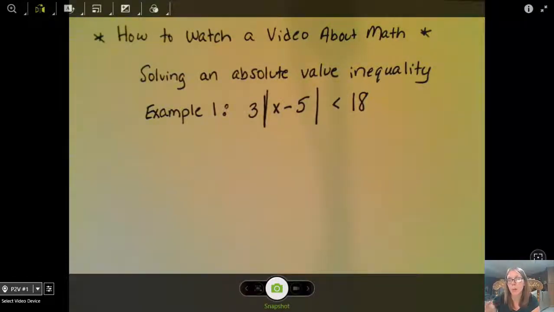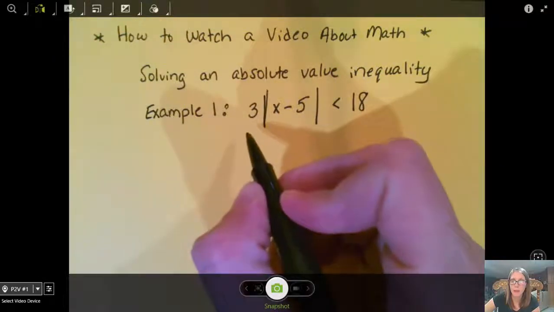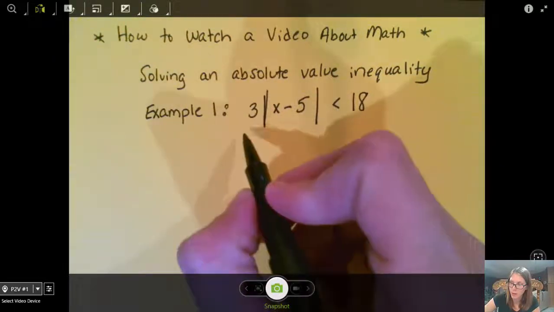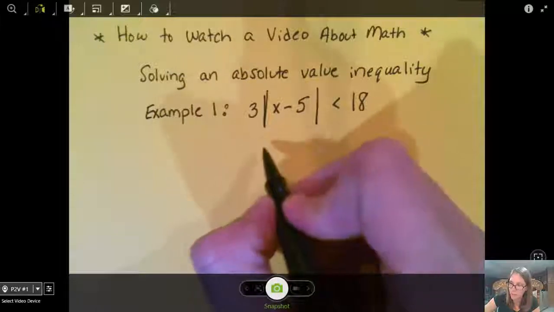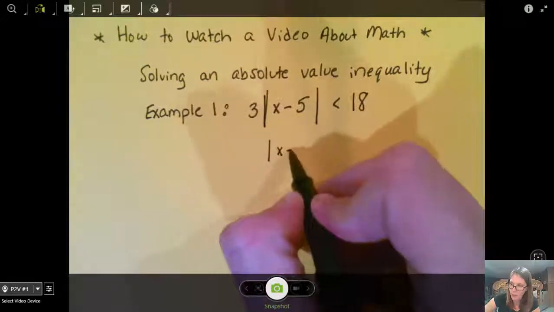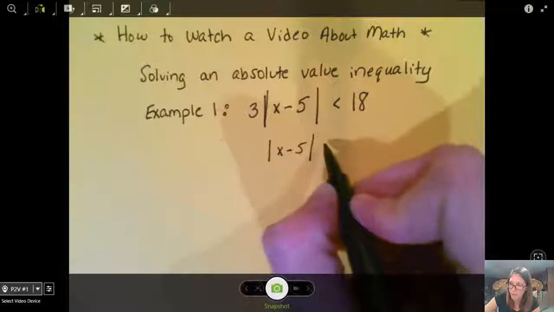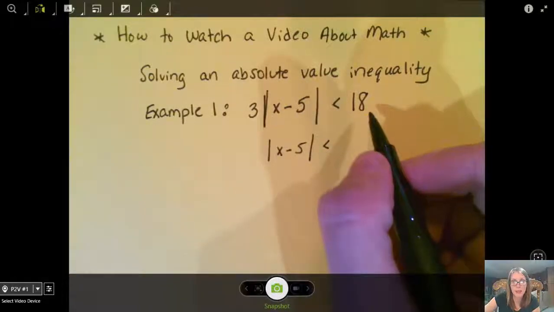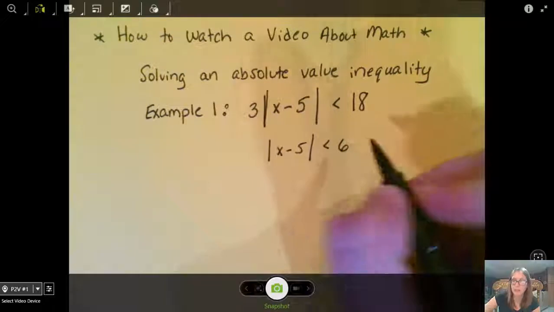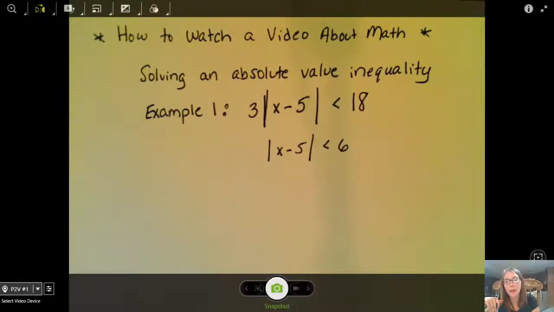Alright, well first of all, when we are solving an inequality, just forget about the absolute value for a second. When we are solving an inequality, we basically go through the same process that we solve the equations. We need to get x by itself. Well, in this case, the first thing we need to do is to divide by this 3. Okay, so I divide both sides by 3, and that leaves me the absolute value of x minus 5 is less than, well, 18 divided by 3 is 6. So at this point, we're in good shape.